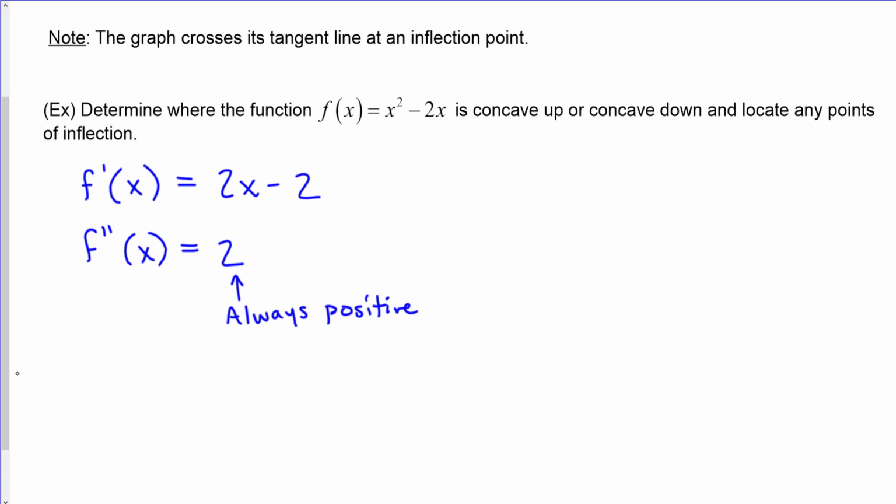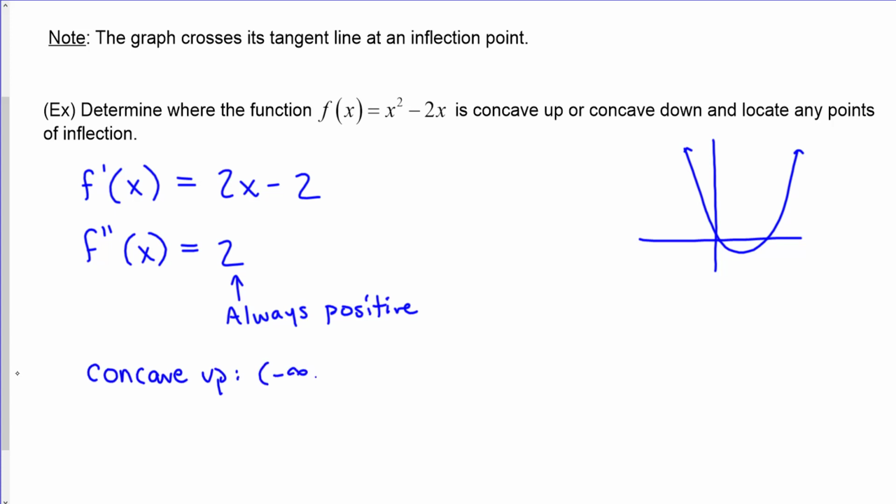And if you think about it, that should make sense because the graph here is effectively a parabola. So no matter what this parabola looks like, the leading term coefficient is positive, so it's going to open upward. It's just a parabola opening upward, which is a curve that's concave up. And it's always concave up. It doesn't change concavity. So because the second derivative is always positive, what we can say is the curve is concave up on the interval from negative infinity to positive infinity, and there are no inflection points.